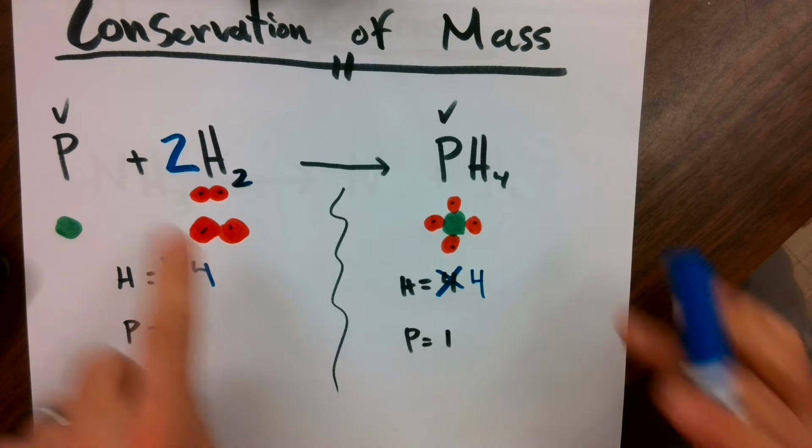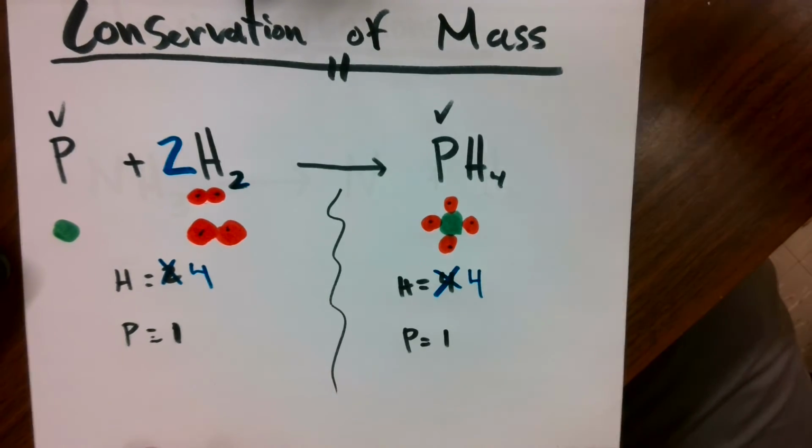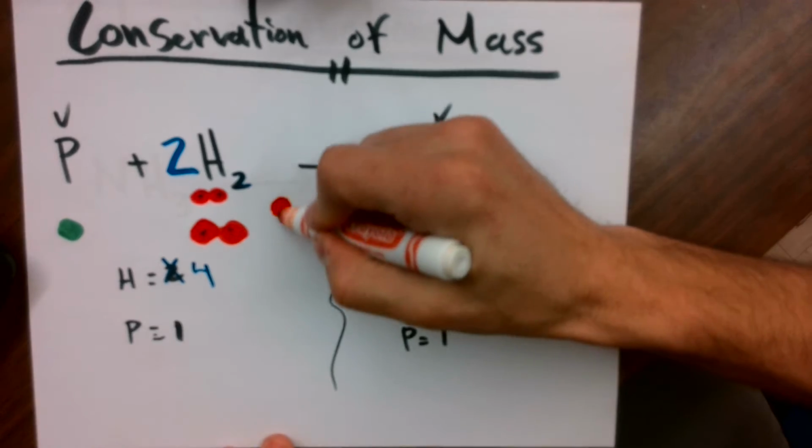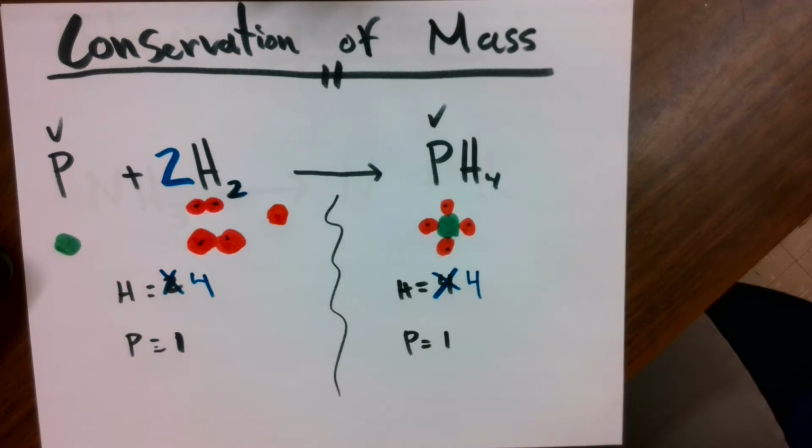Okay. So I just added the coefficient because I can do that. I can have as many H2s as I want. Now, I can't do this. I can't just add 1 hydrogen. That doesn't work. Can't do that.